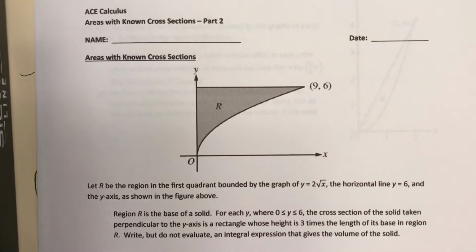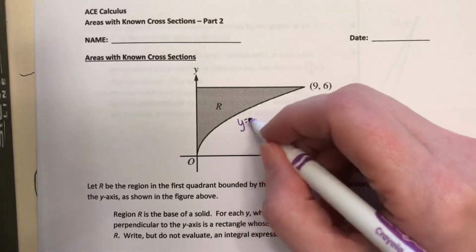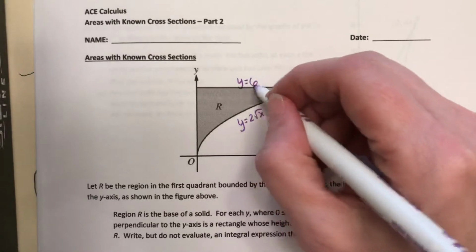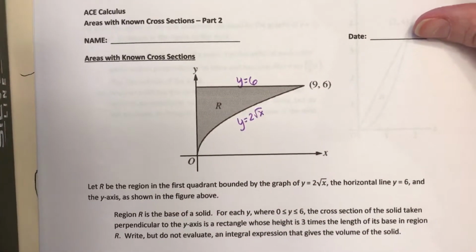Let R be the region in the first quadrant bounded by the graph of y equals 2 root x, and the horizontal line y equals 6, and the y-axis, as shown in the figure above. So I'm going to label all those things. They give us y equals 2 root x, y equals 6. Region R is the base of a solid.